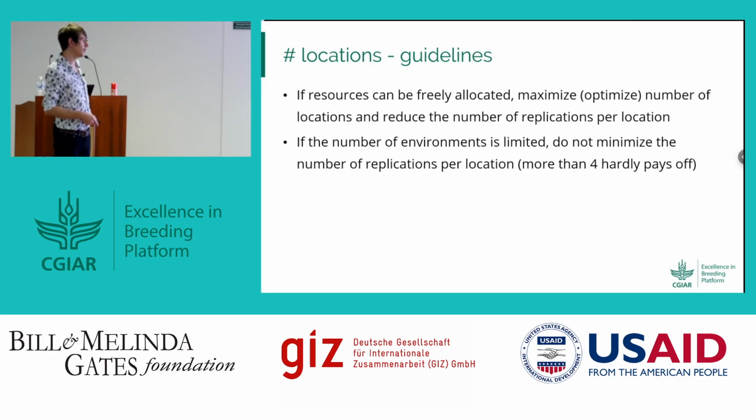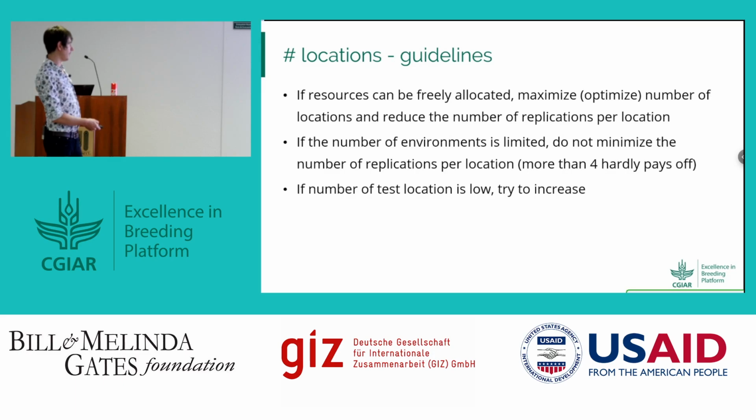So even if you have 20 plots and you want to go to 2 environments instead of 1, don't put 10 in there. That doesn't pay off. If you maximally can go to 2 environments, and you could go for 10 replications per environment, that's not a good decision. Use these resources somewhere else. 4 is where it starts to heavily plateau. We will see that on Friday. So again, very important, don't reduce the number of replications within locations if you can't go to more locations.